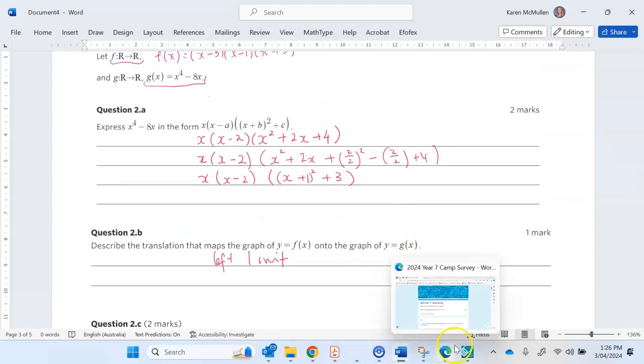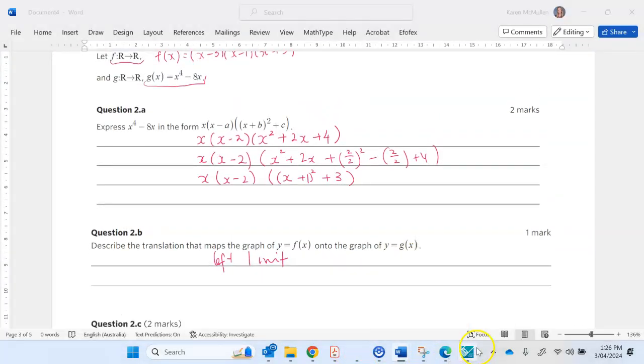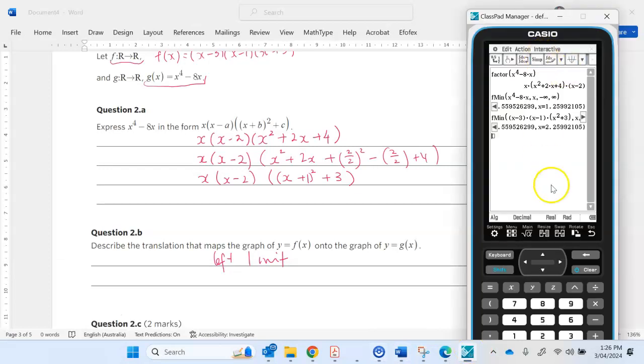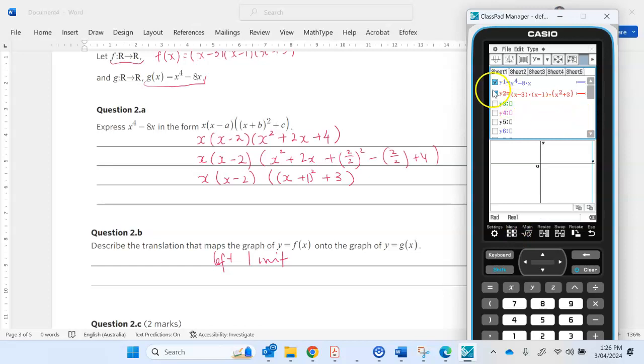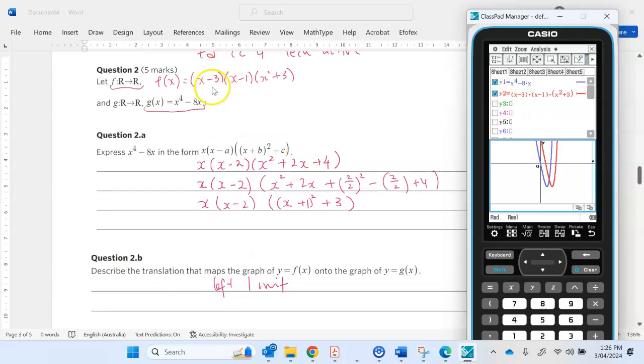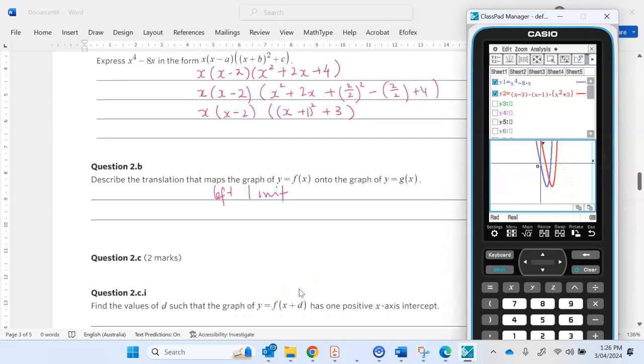So I'm just going to go back to the calculator just to show you the graph of each of them. Remember the red is our f of x. The blue is our g of x. We're mapping the graph of f of x onto g of x, so it's gone across 1. So left 1 unit, or 1 unit in the negative direction of the x-axis.